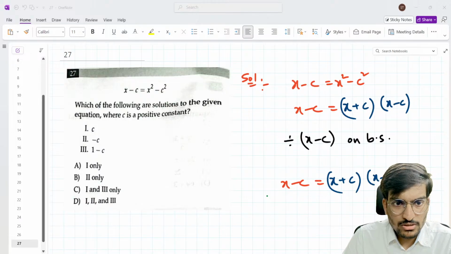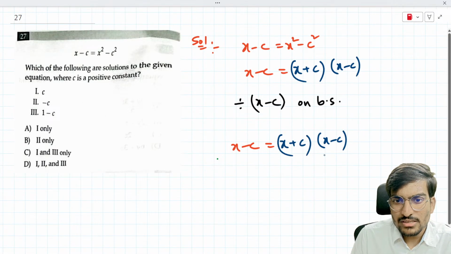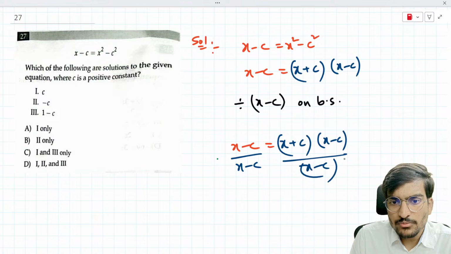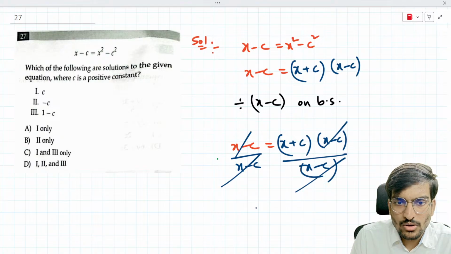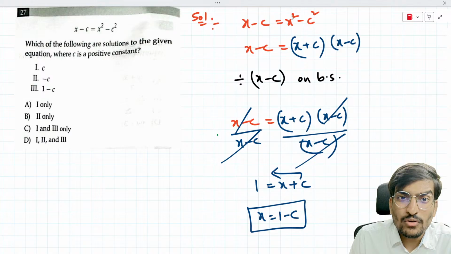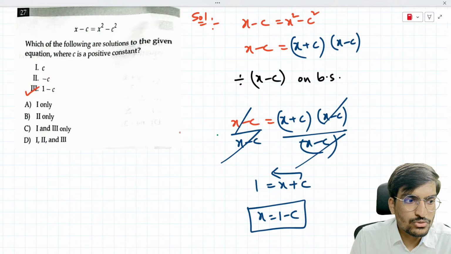Okay, I'm just continuing with what I have. So x minus c, we are dividing by x minus c, and by doing that, x minus c cancels off, and we end up with 1 equals x plus c. So what is the x value? X equals, forwarding this to the LHS, 1 minus c. So this is one of the solutions. This is 1 minus c. The third one is one of the solutions.